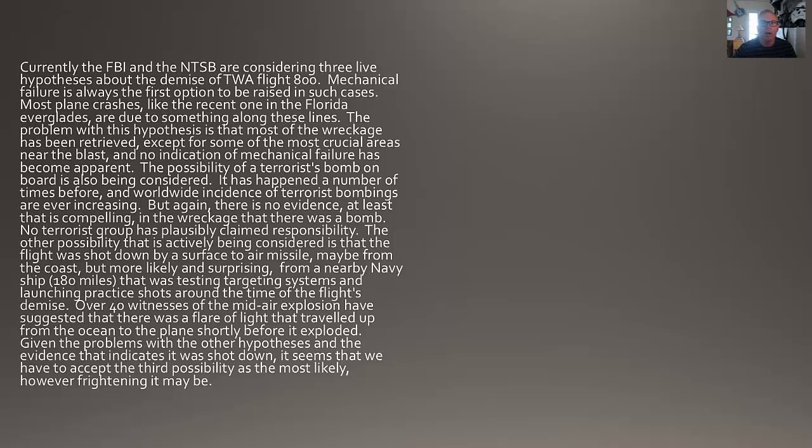Now, the way to deal with a really big, complicated argument like this is to divide and conquer. Let's break it down into the smaller parts. Again, what's the conclusion? And the conclusion is pretty clear. TWA 800 was shot down.